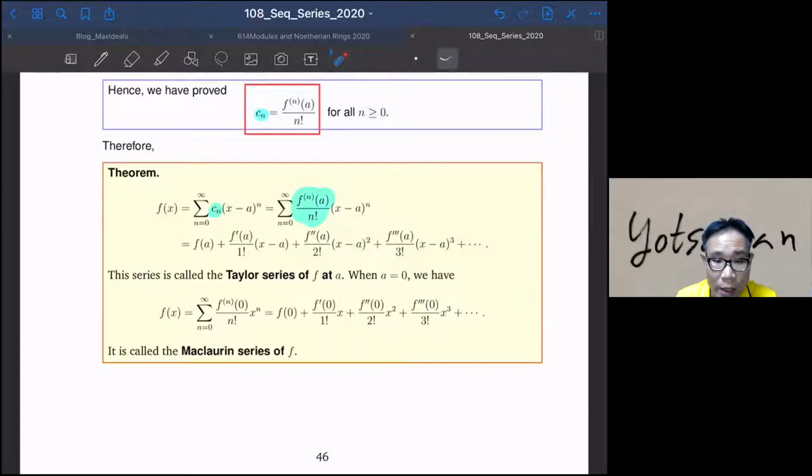When a equals 0, the formula reduces to f(0) plus terms in x minus 0, x minus 0 squared, x minus 0 to the third. So when you have the power series centered at a equal to 0, it has a special name called the Maclaurin series. Both are English names.